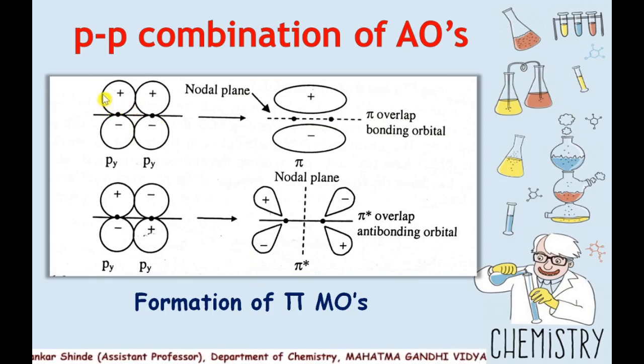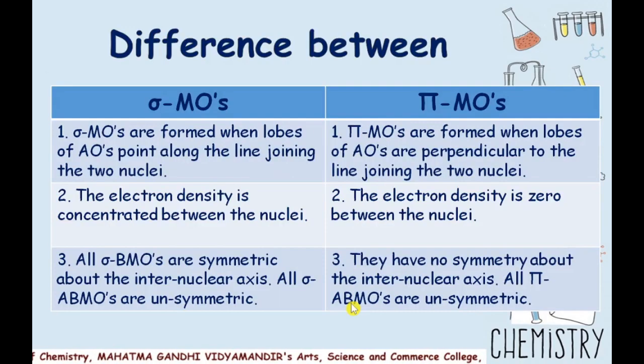So, as you can see, when signs of wave function are similar, there is formation of bonding molecular orbital, and this is a pi BMO, pi bonding molecular orbital. When signs of wave function of atomic orbitals are different, there is formation of pi star anti-bonding molecular orbital. In this type of pp combination, there is formation of pi molecular orbitals.